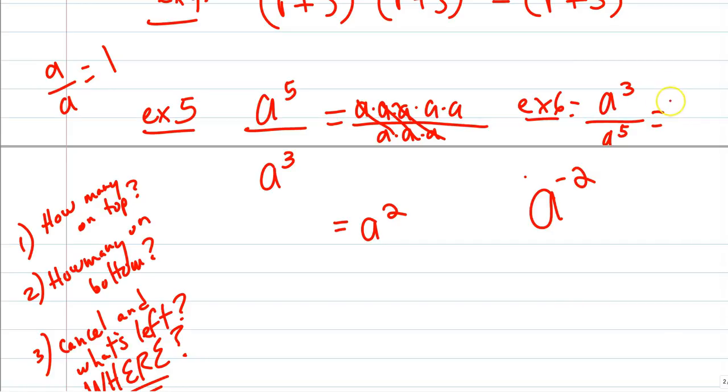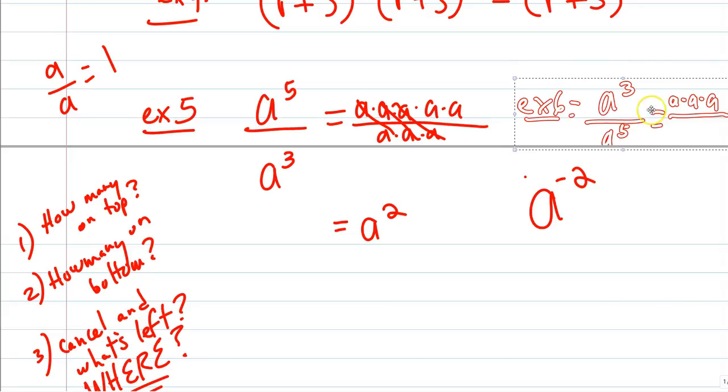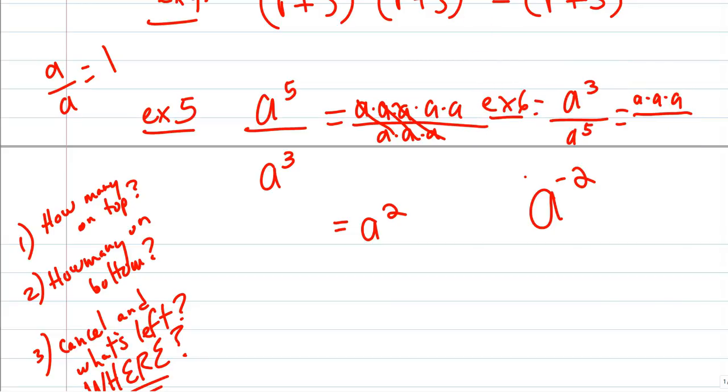I would write out on the top 3 a's. And I would write out on the bottom, I got to make some more room here. There we go. I would write out on the bottom 5 a's. Because currently this is not the answer we're looking for, right? And I would start canceling. 1, 1, 1. How many are on the top? 3. How many are on the bottom? 5. Cancel them. What's left?